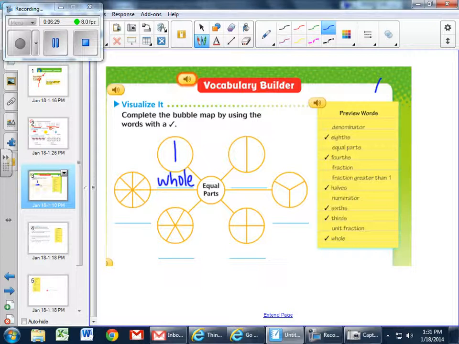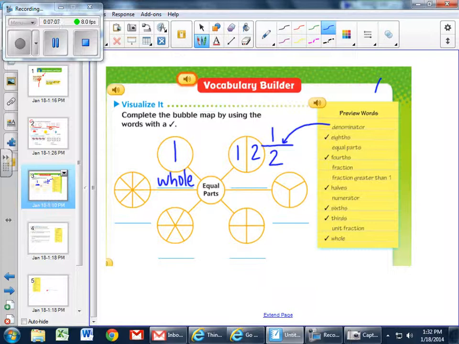Let's go ahead and work clockwise, and we're going to count our pieces. So I have 1, 2 pieces. My denominator, which is one of our preview words for the bubble map, is the bottom number, the down number, and it tells you the total number of pieces. My denominator is below my fraction bar, and it is the number of total pieces. So for that one, your denominator is going to be 2. Then I'm going to say I have 1 out of 2.